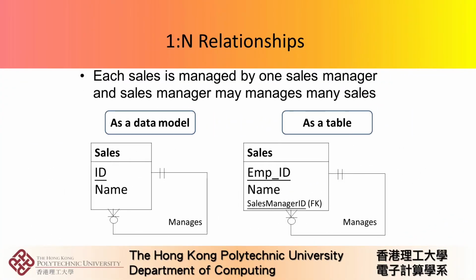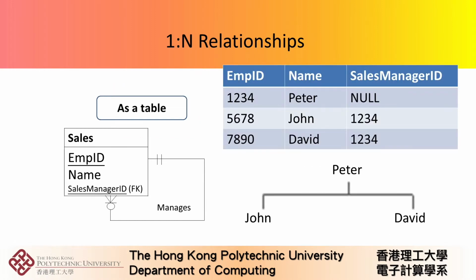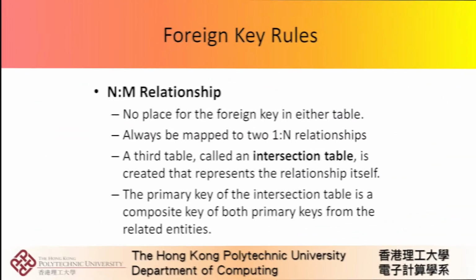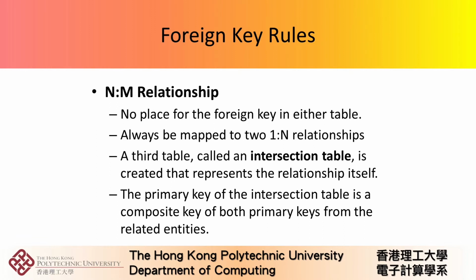And as a table, the primary key for the sales manager entity will also become a foreign key in the sales entity, sales manager ID. This is the ERD diagram for the table, and the data for the table should be shown like this. In a many-to-many relationship, there is no place for the foreign key in either table. It is always mapped to two one-to-many relationships.